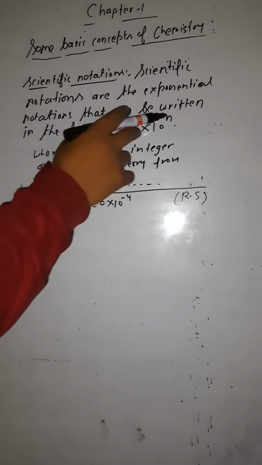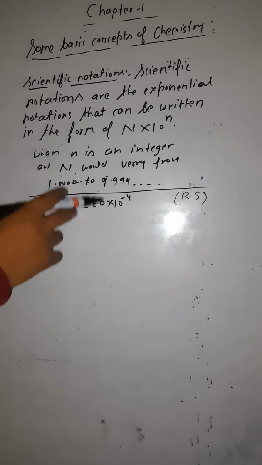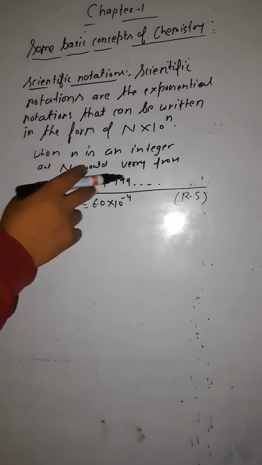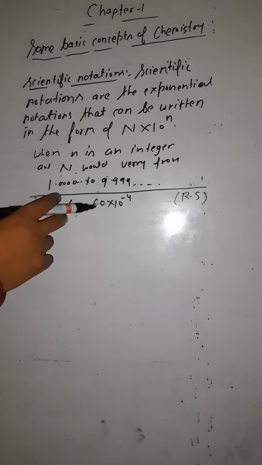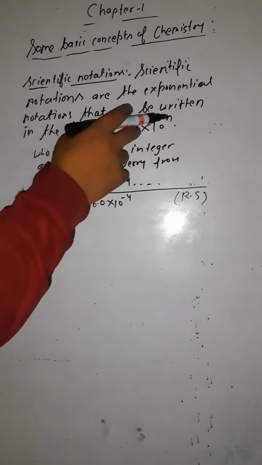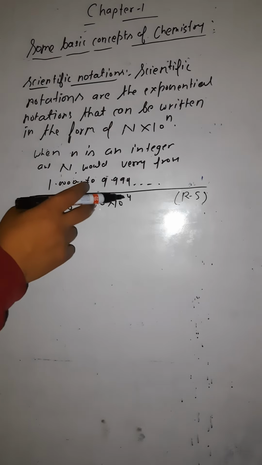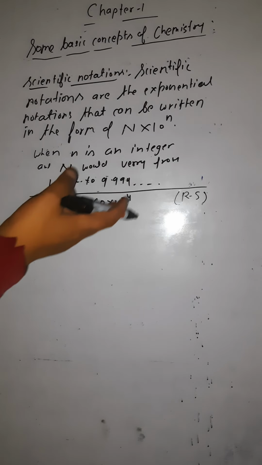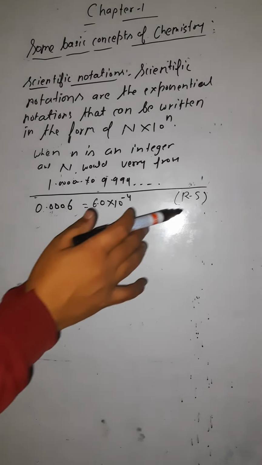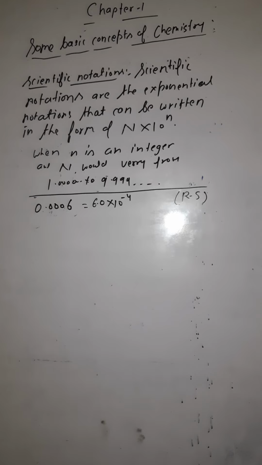You can match it here also. N is 6.0, because N varies from 1.000 to 9.999, so 6.0 is in between. And the power is minus 4; this small n is minus 4, because n is an integer that could be positive or negative. If you are to shift the decimal towards the right, then you are to subtract the power. That you have to remember.